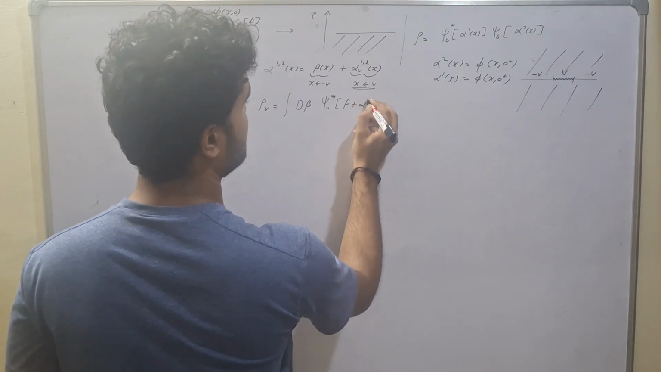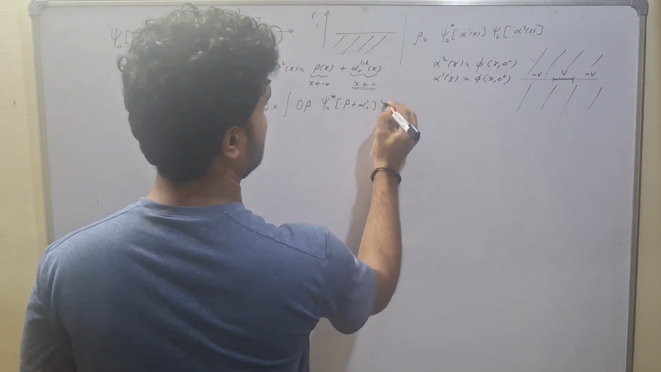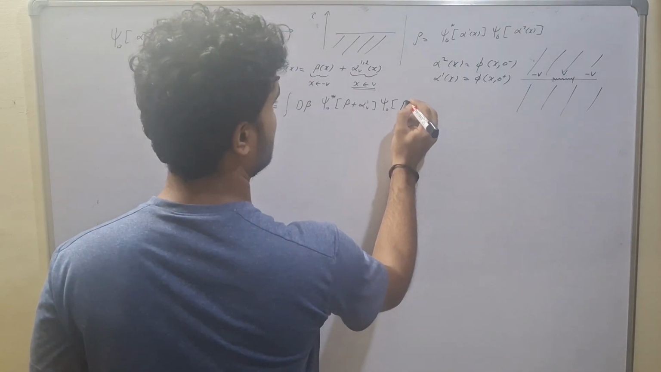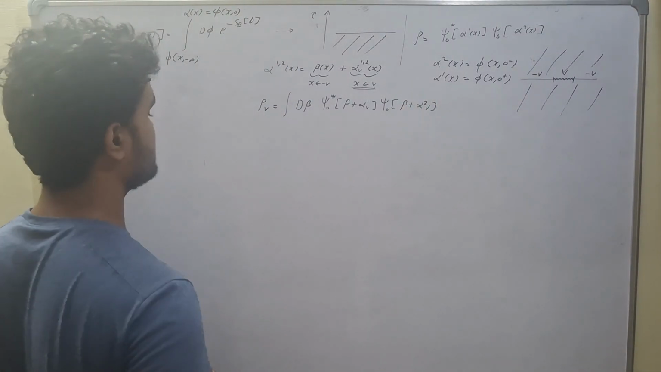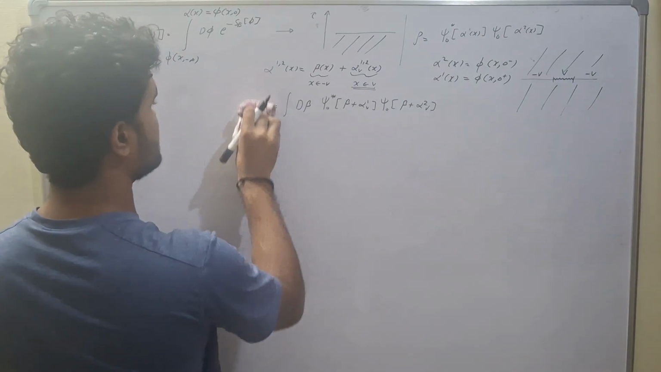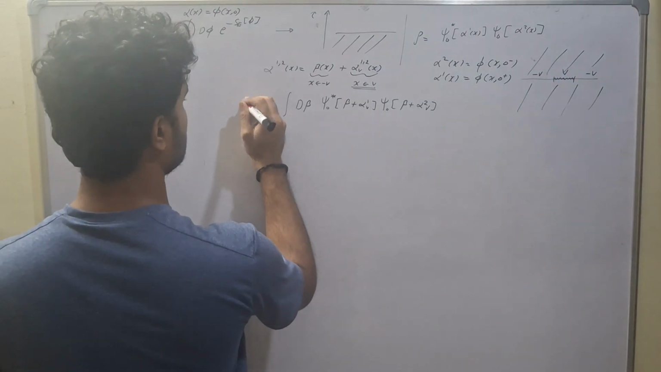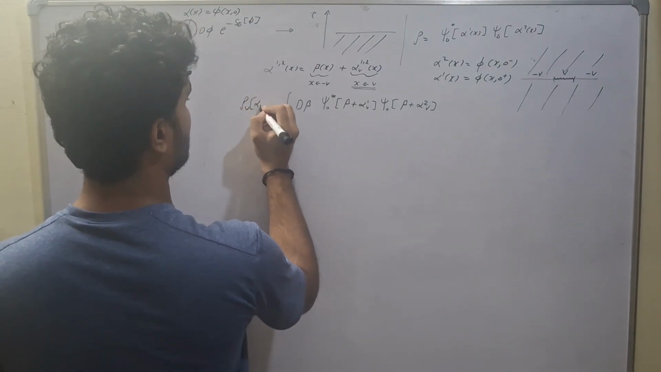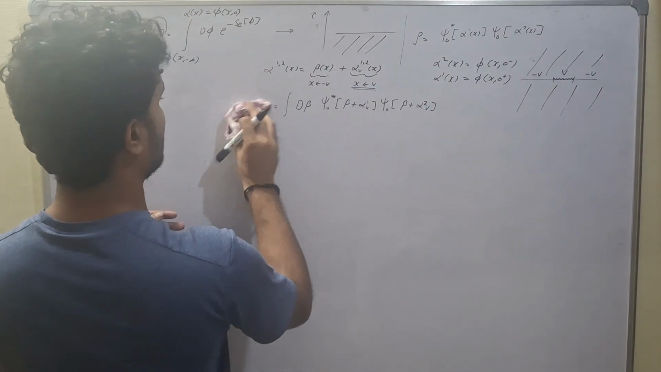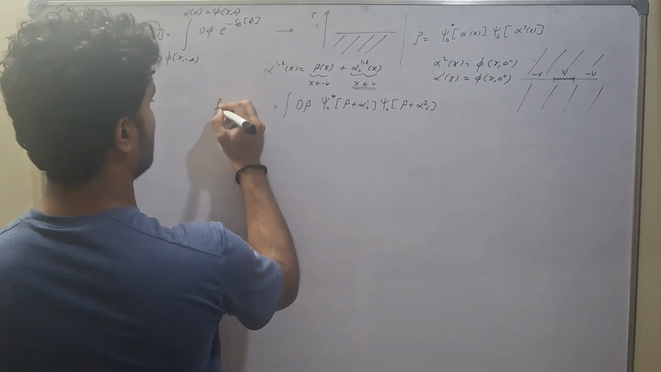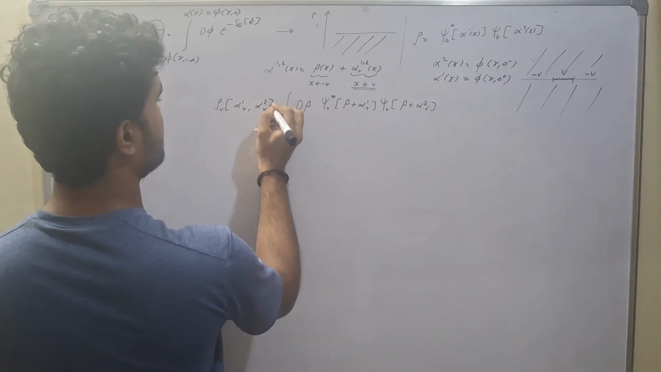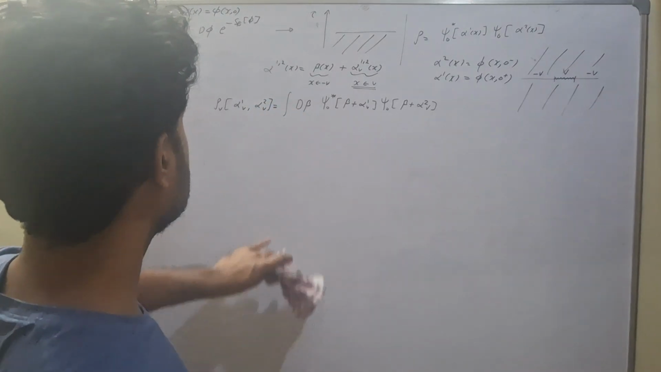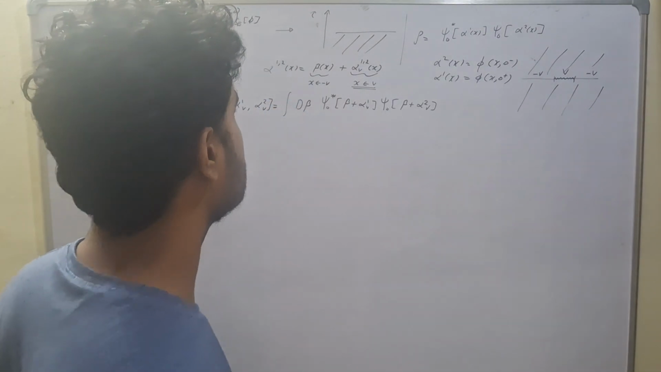Then we will get the reduced density matrix rho V as the integral d beta of psi 0 conjugate of beta plus alpha 1 V, times psi 0 of beta plus alpha 2 V, and this is a function of alpha 1 V and alpha 2 V, right? So this is how we construct the reduced density matrix.